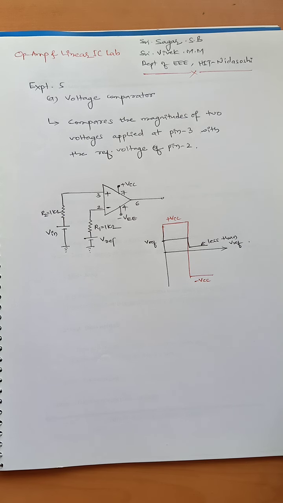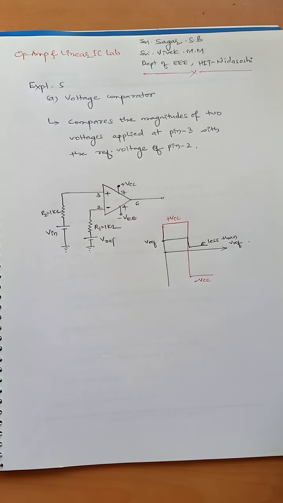Hello friends, welcome. We are dealing with operational amplifier and linear IC experiments. Today we will be dealing with a comparator circuit using IC741, that is op-amp. First we will be dealing with voltage comparator.